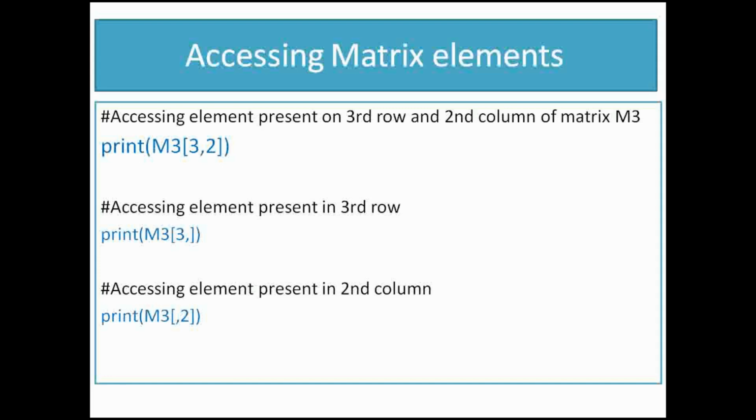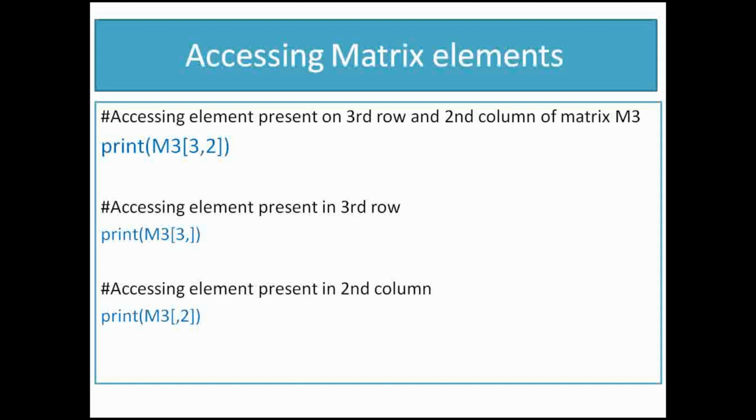Now suppose we want to access all elements present in a particular row, suppose the third row. So here we assign the row number as 3, but we do not assign any value in the column. So it will take all the values present in the third row. The same thing happens with the column also.